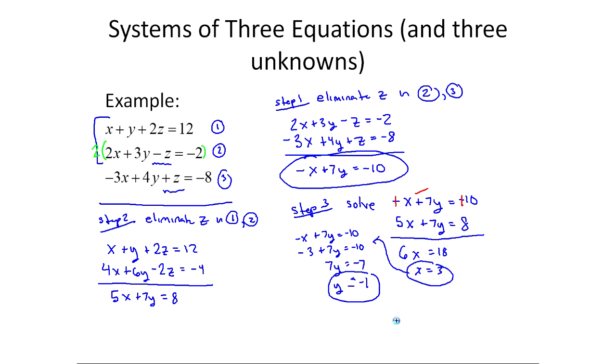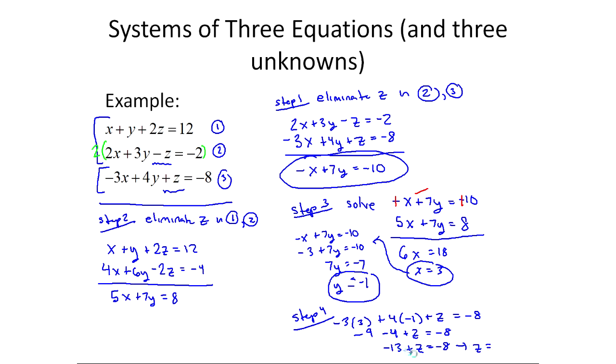Now what do? Well, I can use any of my original equations to figure out the value of z. I want to pick an easy one. Look at 3. The z's by itself, it'll be really easy. Okay, so that equation tells me minus 3 times x. Okay, that's 3. Plus 4 times y. Well, that's negative 1. Plus z, we don't know that, equals negative 8. So in other words, I got negative 9 minus 4 plus z equals negative 8. This is actually minus 13 plus z equals negative 8. So in other words, z equals, if I bring this over, I get positive 13, so z equals 5.